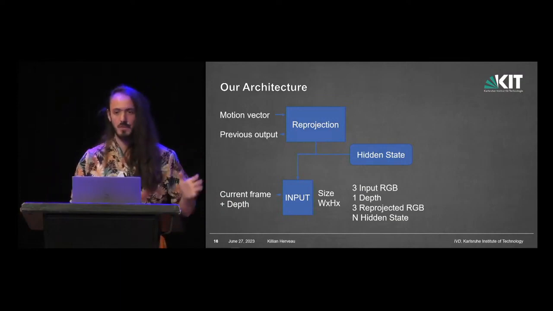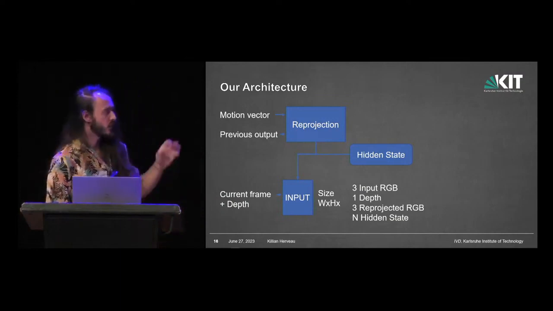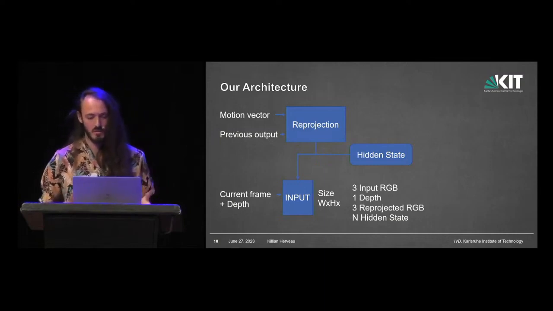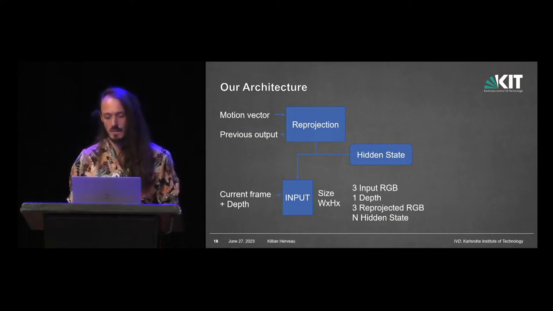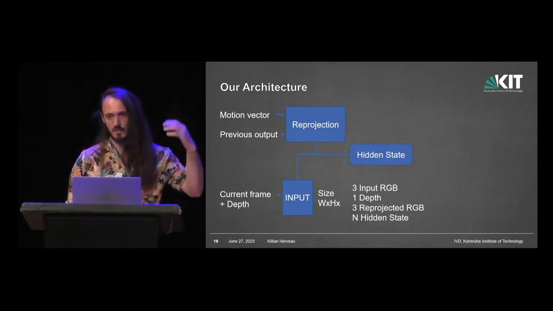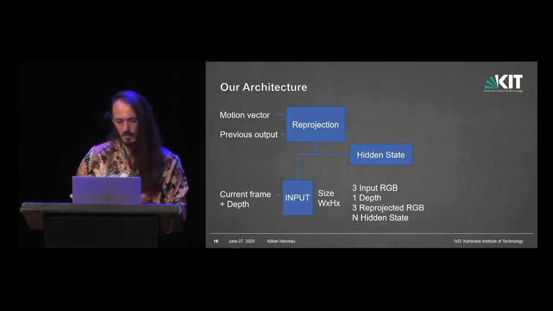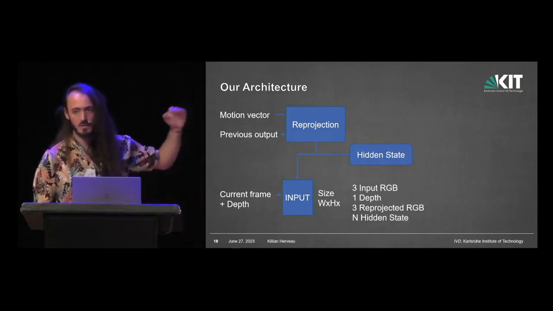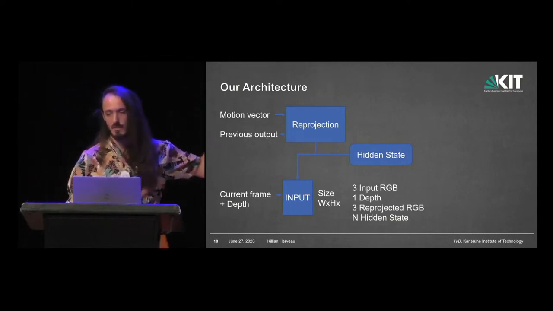We did a few experiments that you can see in the paper, where we tried different hidden state channel counts, and 5 we found was a good amount, and it depends a lot on how many different kinds of inputs you have. If you want to add more than input RGB, depth, and reprojected, if you add some more, it's also better to have more hidden state.